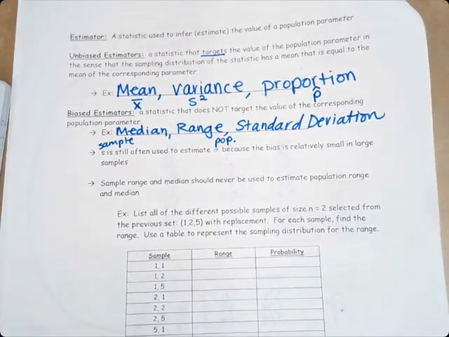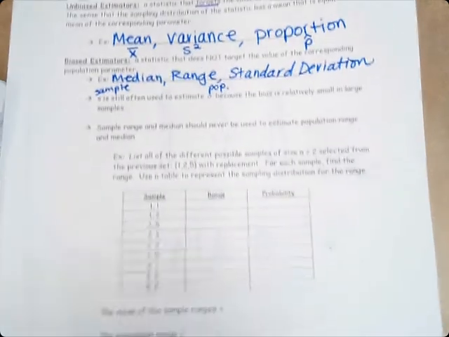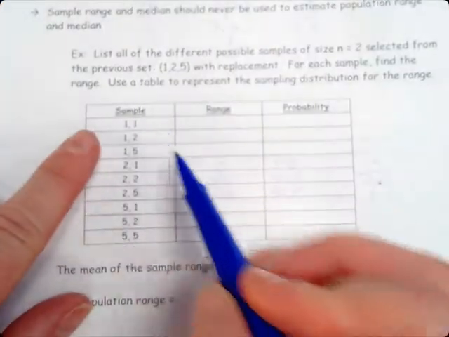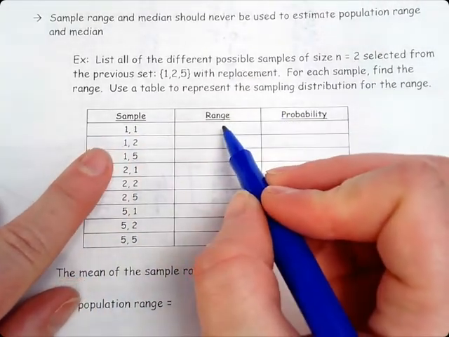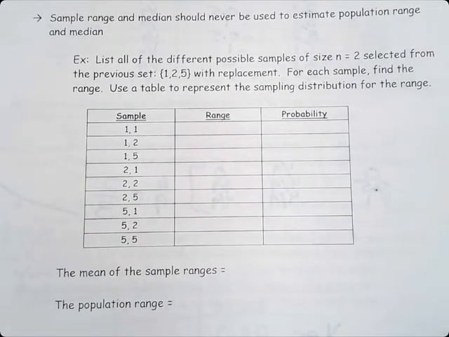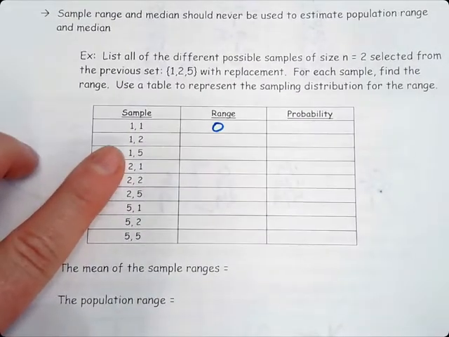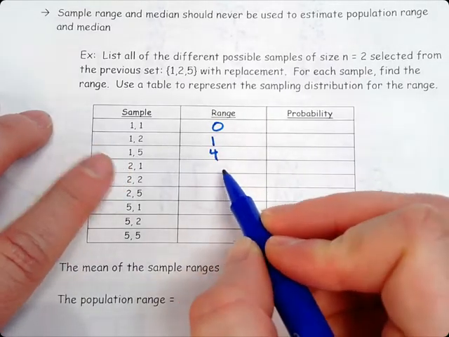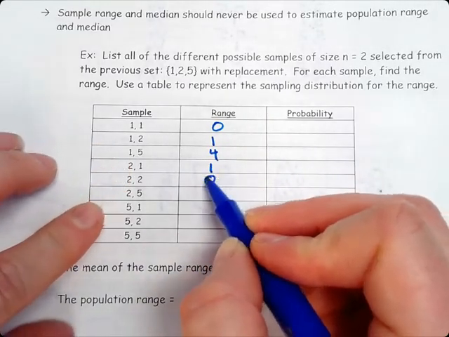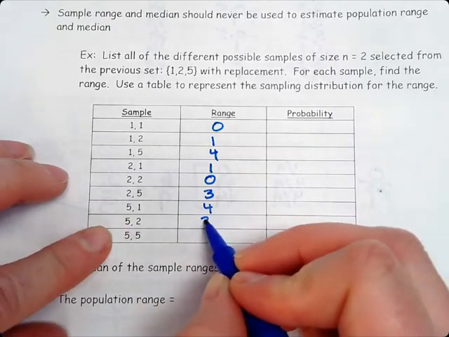Okay, let's list all the different possible samples of size n selected from the previous set with replacement. We're going to look at the range this time. If we have the sample 1, 1, what is the range of that? Range means you find the difference between the highest and lowest. So that'd be 0. The next ones: 1, 4, 1, 0, 3, 4, 3, and 0.